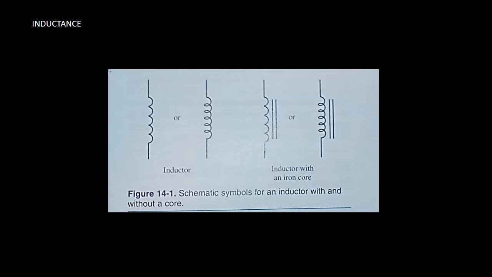The symbol for inductance is L, capital L. Inductance is measured in a unit called a Henry, symboled with a capital H. A Henry represents the inductance of a coil if 1 volt of induced EMF is produced when the current is changing at the rate of 1 ampere per second.